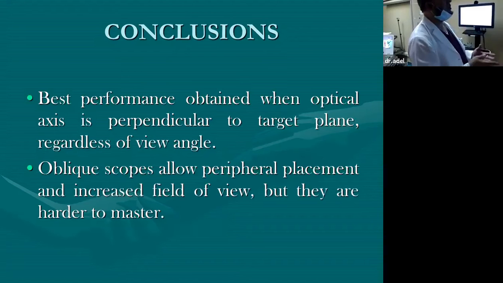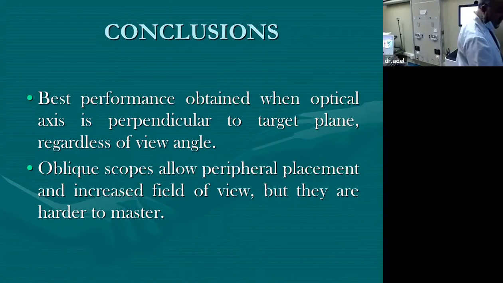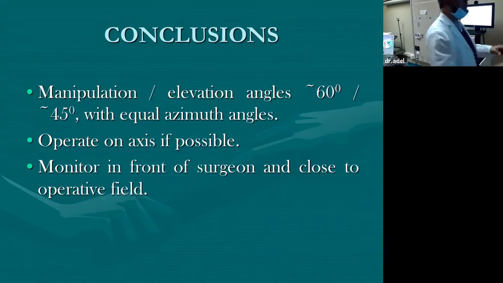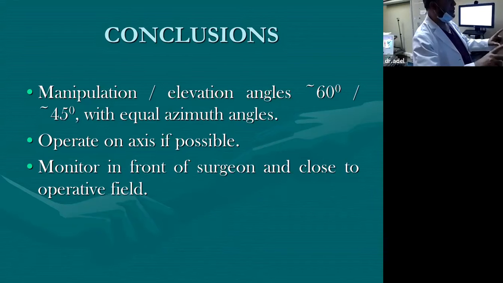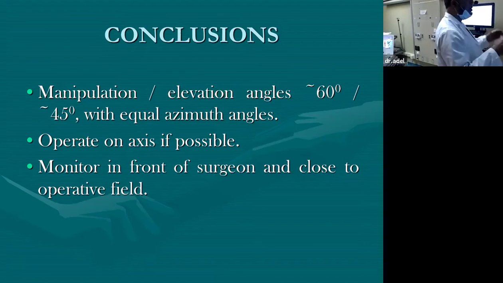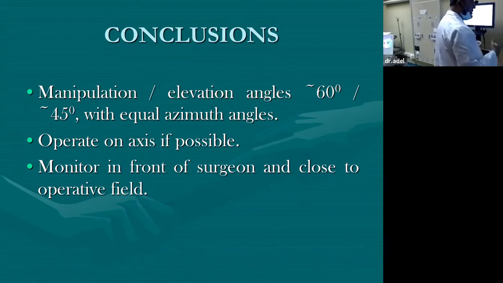The best performance of the axis is perpendicular to the target, as I mentioned, 45 degrees. Manipulation elevation angle is between 45 to 60 degrees, and the trocars are 10 to 20 centimeters apart, 10 centimeters from the camera, and from each other 10 to 20 centimeters. Operation on axis, I mean me as the camera and the trocars toward the target, not opposite each other or to the side. Monitor in front of the surgeon.